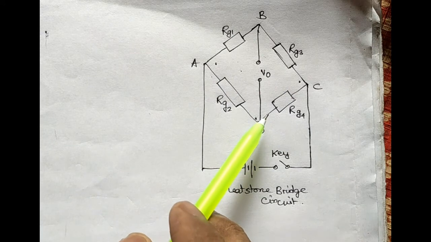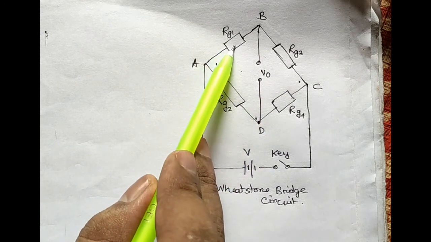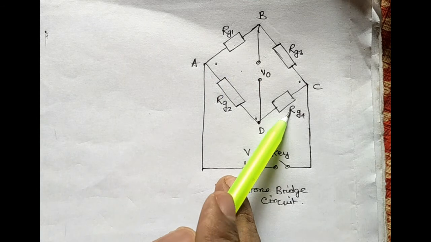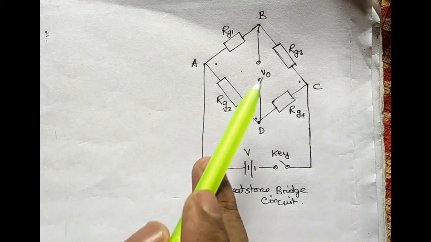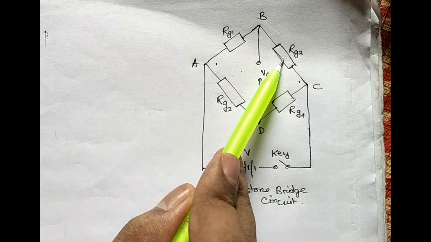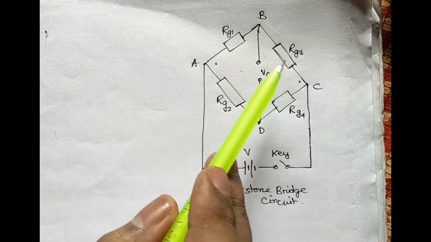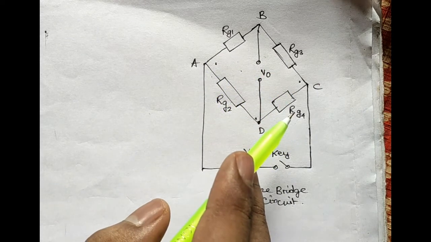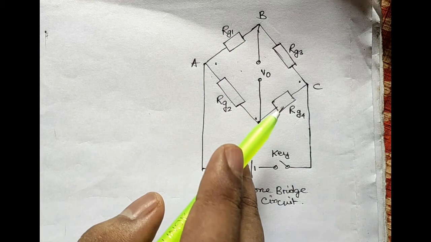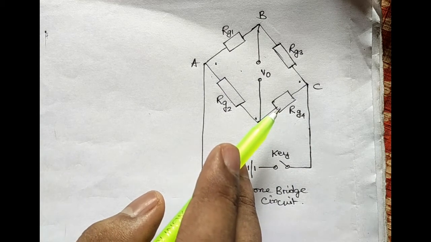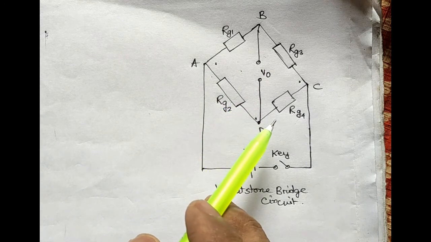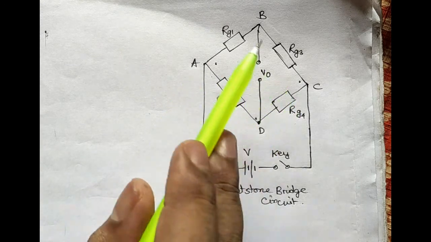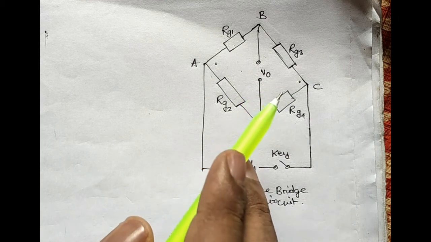Now the gauges RG1 and RG4 are along the direction of applied load, and the gauges RG2 and RG3 are attached circumferentially to the gauges RG1 and RG4. All 4 gauges are connected to the 4 limbs, that means A, B, C, D, of this Wheatstone bridge circuit.